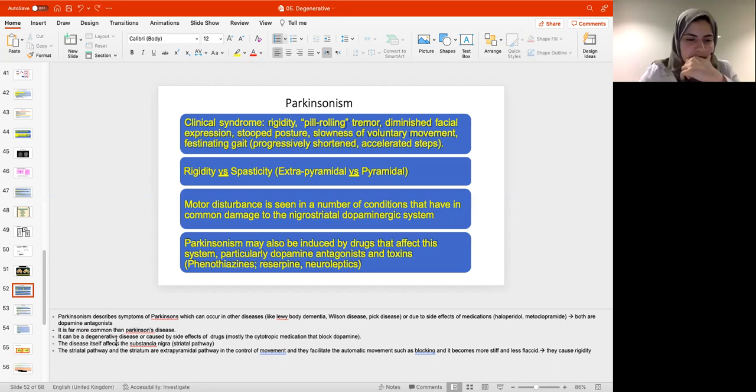What else? Striatal pathway. And mainly the pathways affected are the striatal pathway and the striatum. They're the extrapyramidal pathway in the control of movement, and they facilitate automatic movement such as blinking, and becomes more stiff and less flaccid.